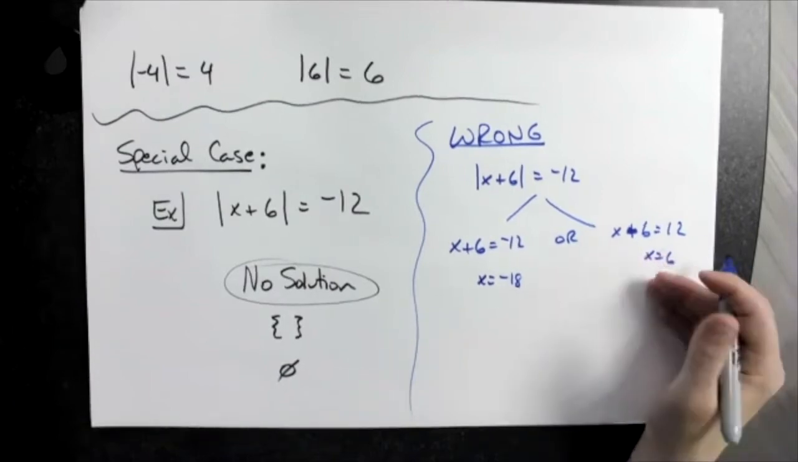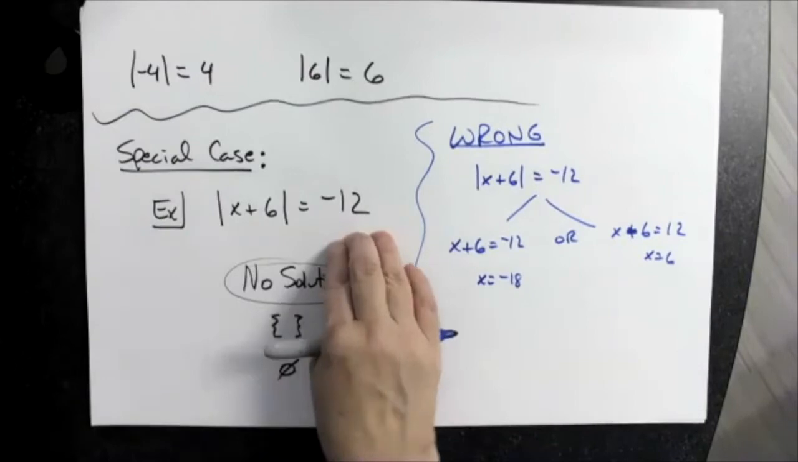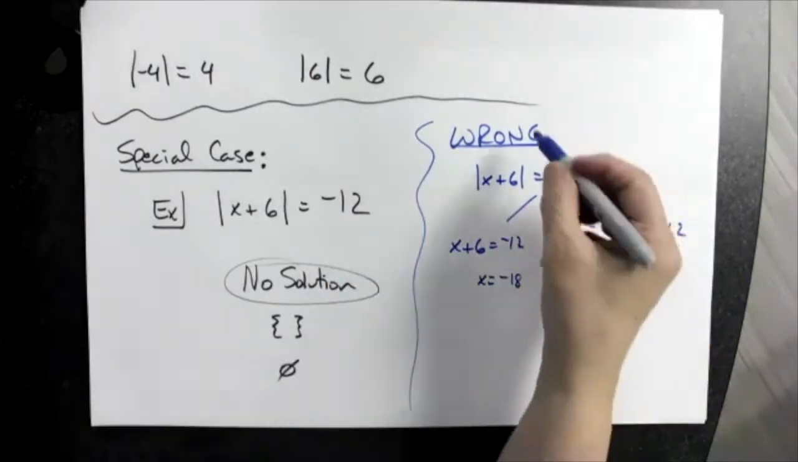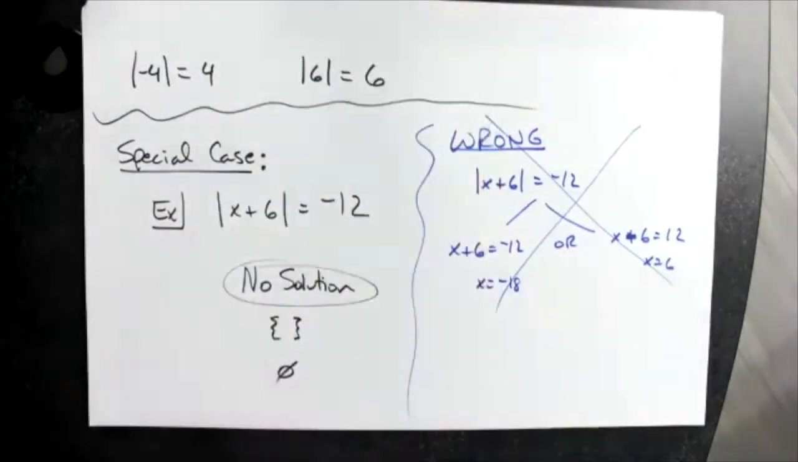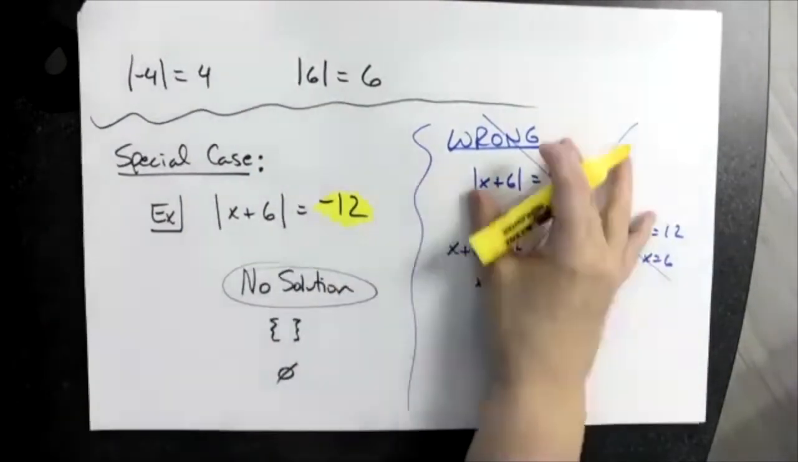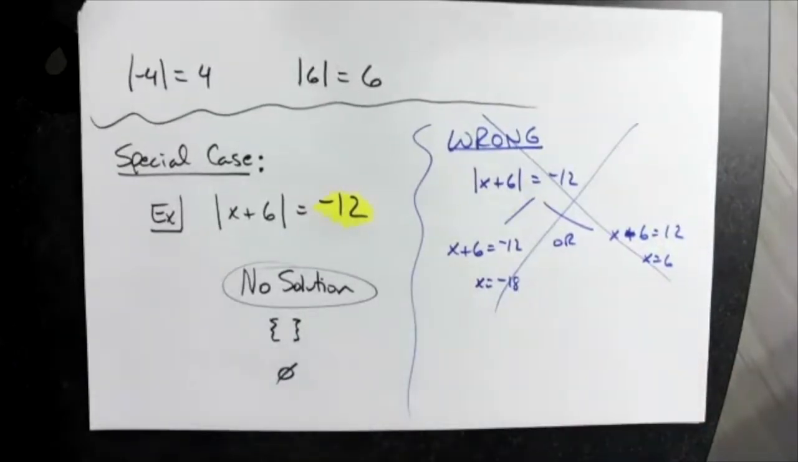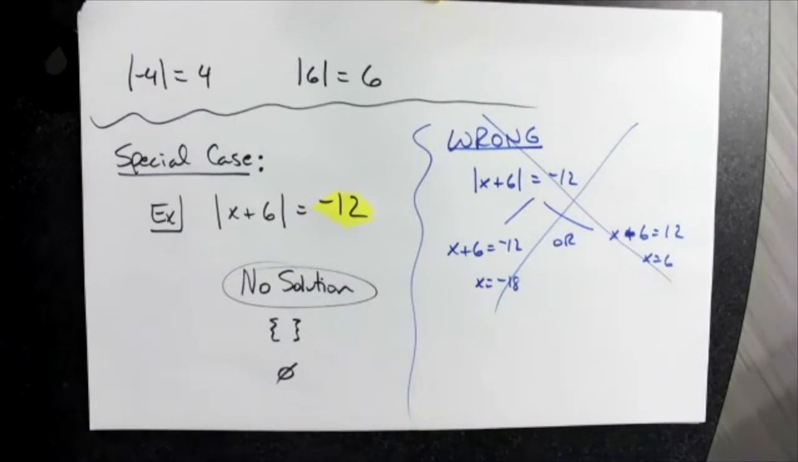So just because the math works doesn't mean you're doing the problem right. The absolute value can't be negative, so this is the wrong approach. If you're not paying attention and catch the fact that this is set equal to a negative number, you're going to work it out like this, get 2 numbers, and think you're right. So that's something you've got to pay attention to on that one.